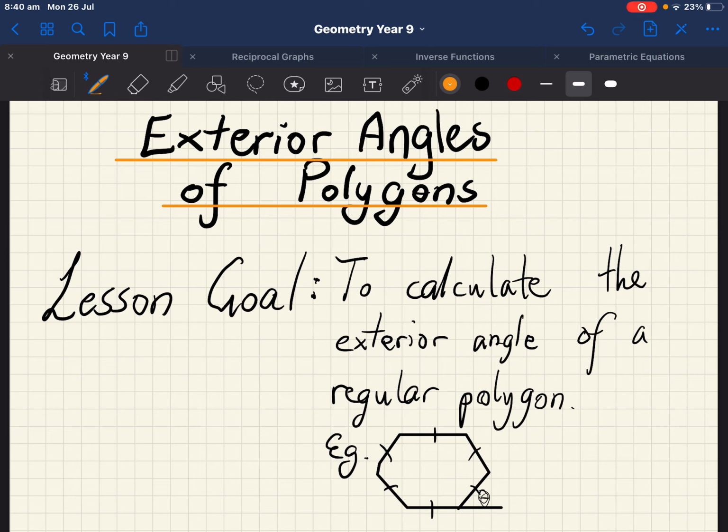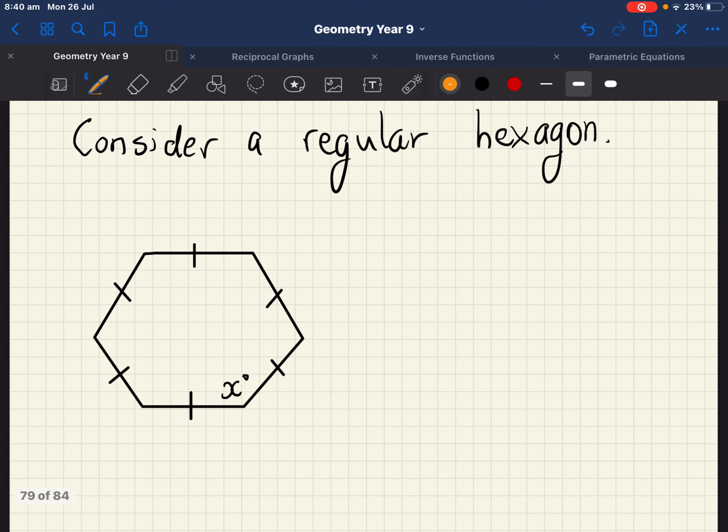Okay, so once you've got your heading in, let's go in and look at our set of notes for today's lesson, which we will be getting into our books, by the way. All right, so consider a regular hexagon. Here it is down below. Now, if I asked you to find the value of that angle x, we know how to do it. We covered it in a previous lesson.